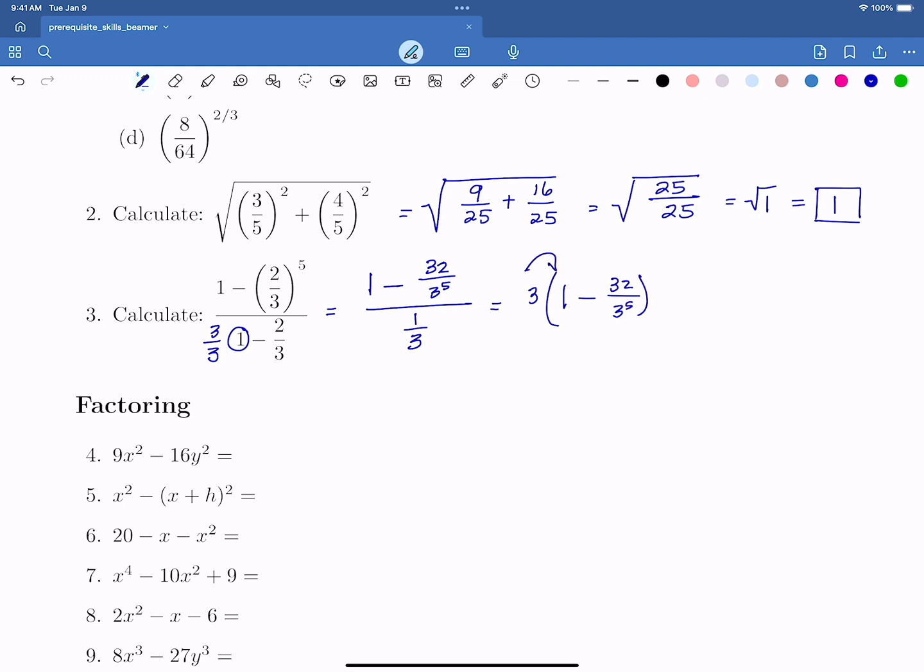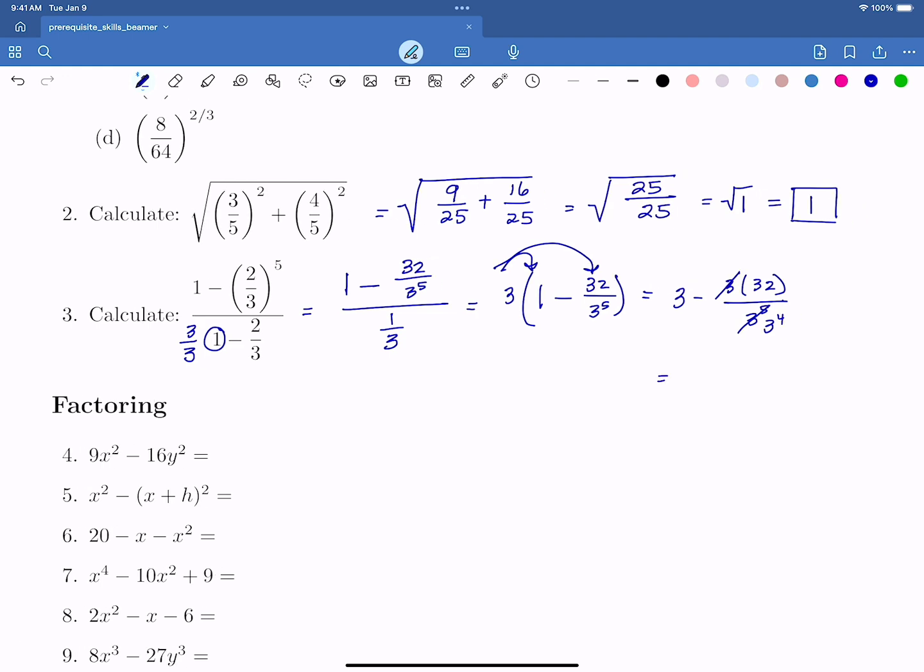Now I can distribute that 3. So that's going to be 3 minus 3 times 32 over 3 to the power 5. Normally I would just do this in my head, but let me write it down so you can see what I'm thinking. 3 times 32 over 3 to the power 5. So this 3 right here is going to cancel with one of the 3's down here. Gives me 3 to the power 4, which I know is 81. So 3 minus 32 over 81.